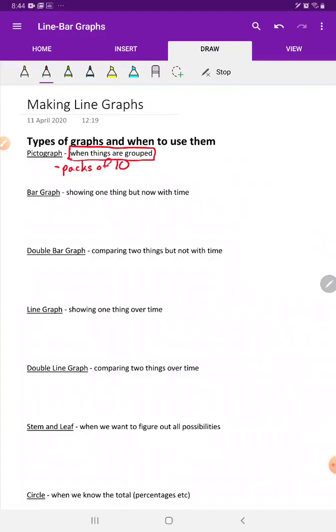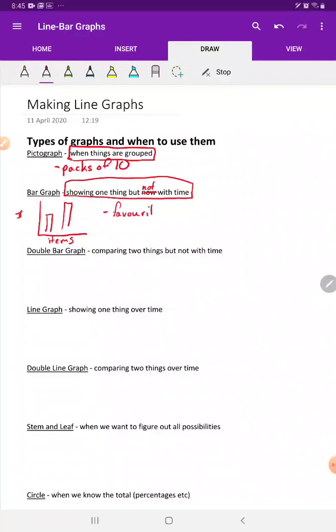Bar graph, you know what a bar graph is. It's this kind of graph, right? And there's numbers on this, and there's items down here, okay? And you do this when you're showing one thing, but not with time. So you're just trying to show information about one thing. So for example, favorite animal in grade 5. Okay. Or something along those lines.